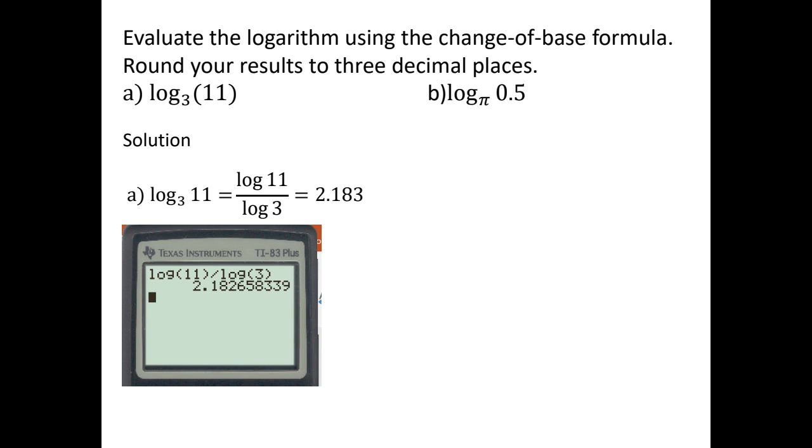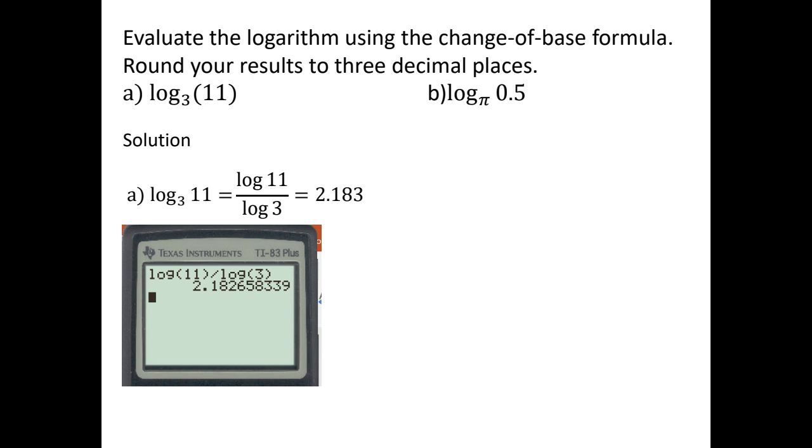So the way I would solve the log of base 3, input 11, since my calculator only does logs of base 10, I would do the log of base 10 of 11 divided by the log of base 10 of 3. And again, I don't have to put the base because my calculator only does base 10. When I do the division of these two logs, it's going to give me my answer. And again, I'm rounding to 3 decimal places.